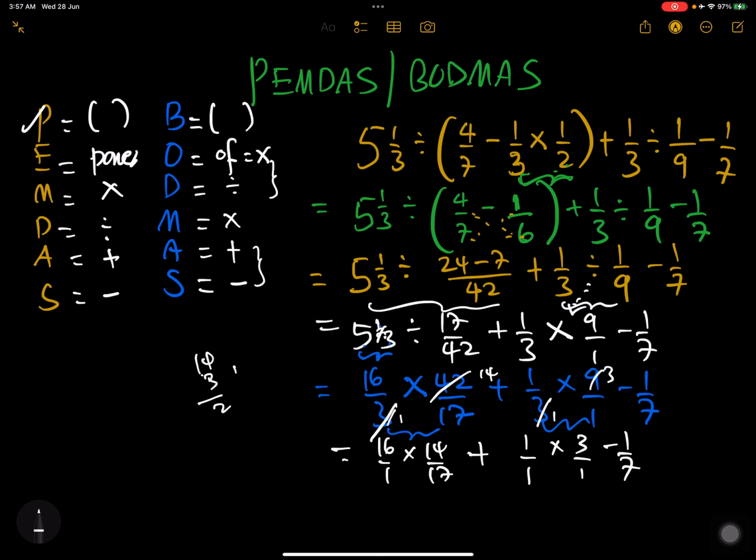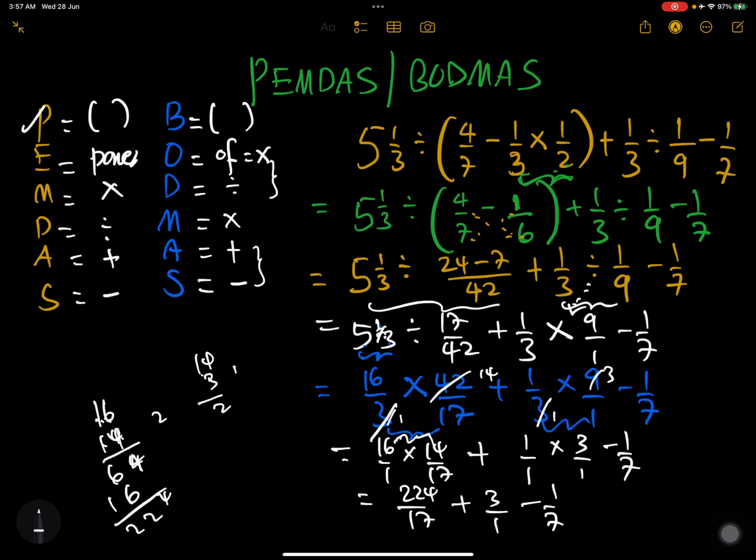Now we're going to multiply the numerators and the denominators. 16 times 14 is 224. The numerator is 224 over 17 plus. This one is going to give us 3 over 1 minus 1 over 7.